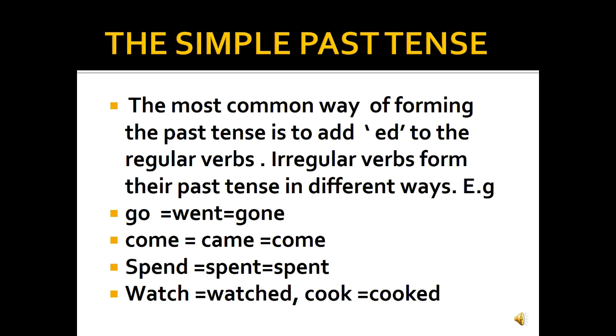So the verbs that end with ed, we call them regular verbs, and the verbs that have different past tense and different past participle, we call them irregular because they do not have the uniform ending. But for the regular verb, the past tense and the past participle have the same ending, which is ed.